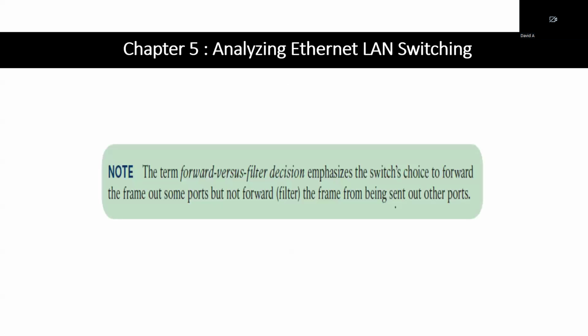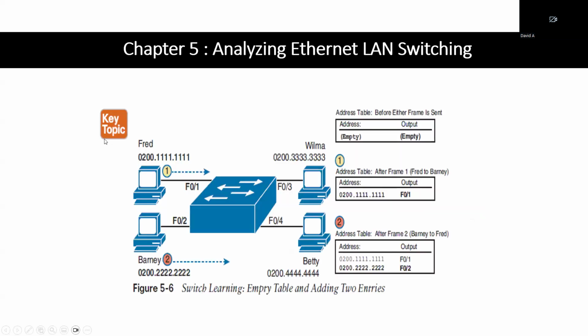Now, quick little note. The term forward versus filter decision emphasizes the switch's choice to forward the frame out of some ports, but filter the frame from being sent out other ports. Okay, let's talk about how switches learn MAC addresses.